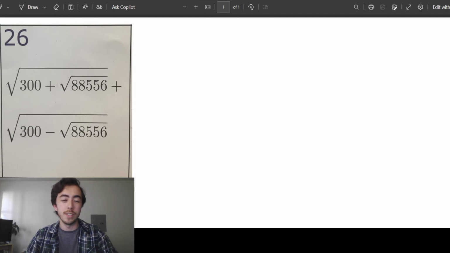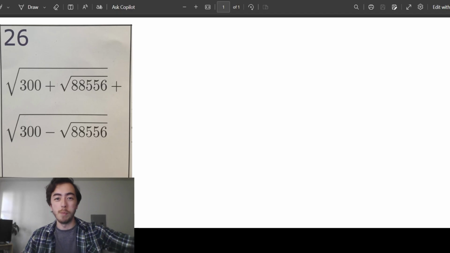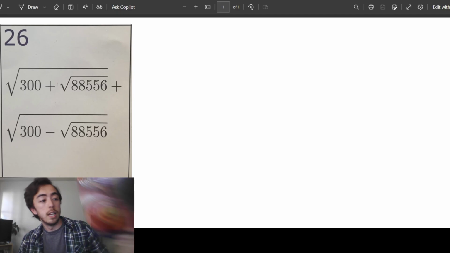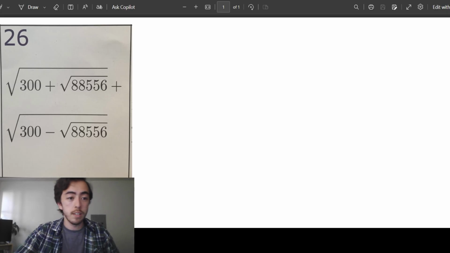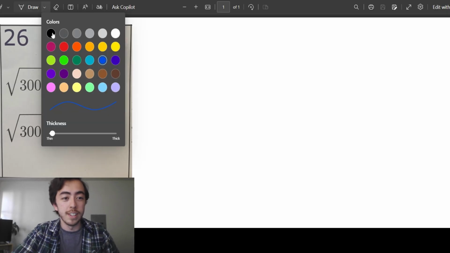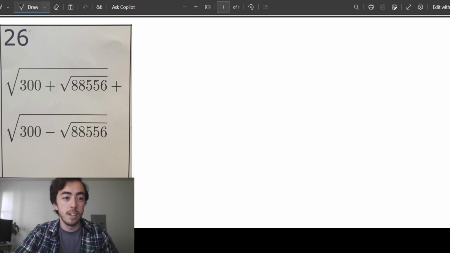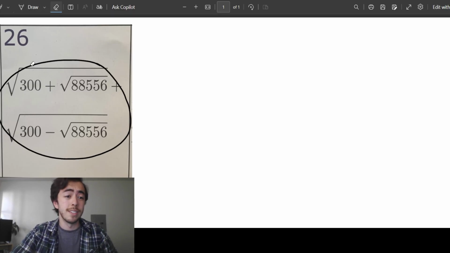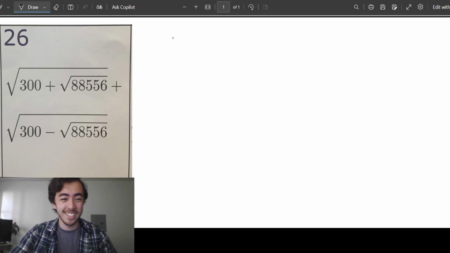Today is August 26th and we're solving problem number 238 from the Daily Epsilon calendar. And today's answer should be 26 because today is the 26th. So we just need to show why this number, 26, is just the same as this number, which I don't yet see to be 26.